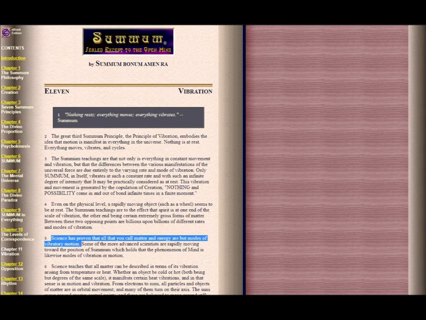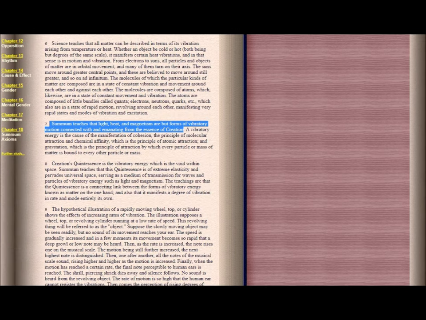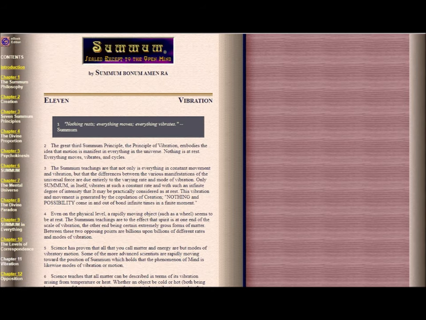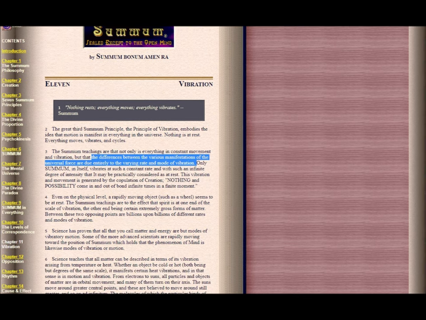And actually, certain arcane philosophies, such as the Summum, make no distinction between sound and light, but instead envision light as just much higher frequency harmonics of sound vibrations. The following article says that the great third Summum principle, the principle of vibration, embodies the idea that motion is manifest in everything in the universe. Nothing is at rest. Everything moves, vibrates, and cycles. The Summum teachings are that not only is everything in constant motion and vibration, but that the differences between the various manifestations of the universal force are due entirely to the varying rate and mode of vibration.